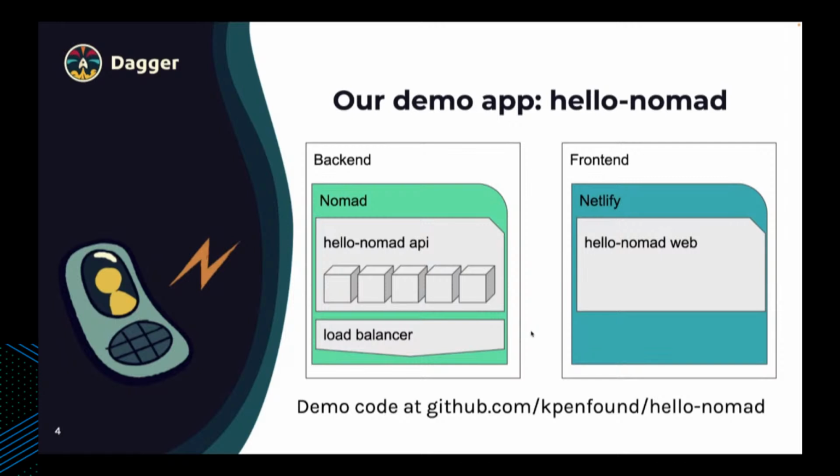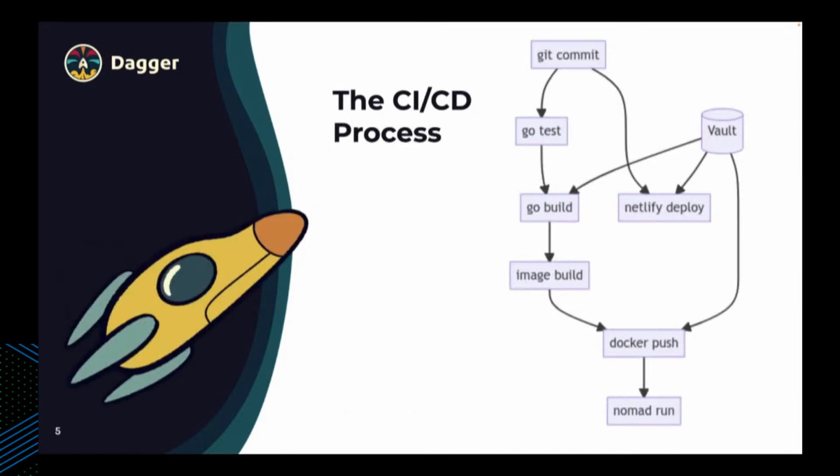So when we make a change to this application, here's what our CI/CD process looks like at a high level. We make a git commit, and once that commit has been pushed, it'll kick off our CI/CD processes. For our backend, that means we're going to run go test to make sure that our Go application is passing all of its unit tests. And then we run a go build, and that go build actually depends on secrets from Vault. So we're connecting to our secrets provider at that stage.